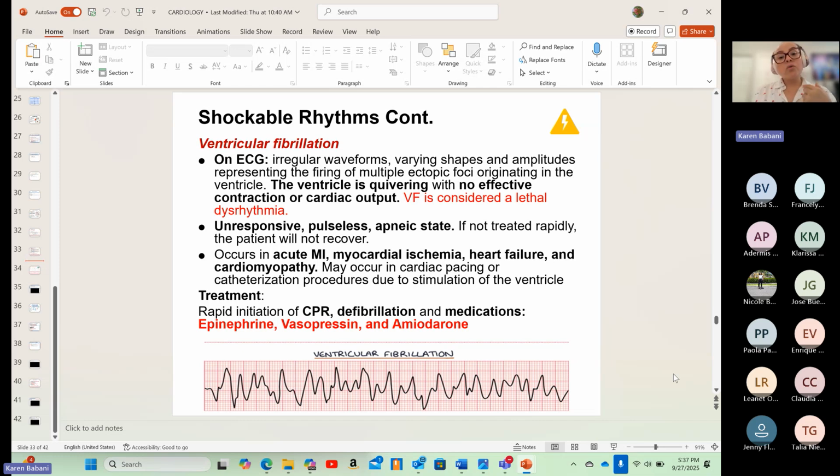So if you come in, you're going to have a patient who is unresponsive, who has no pulse, who is apneic. If you do not treat, your patient will die. If you do nothing right away, your patient will die.